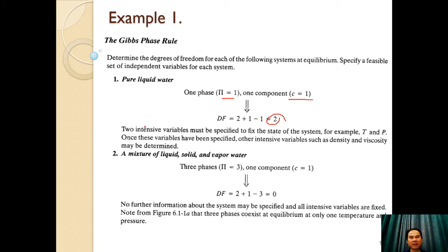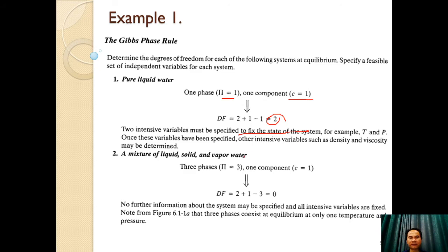That means two intensive variables must be specified to fix the state of the system. For example, you have to fix temperature and pressure. Or you can specify density or viscosity. For this case, if you would like to know some property, you only have to specify two properties. You specify temperature and pressure, and then you can calculate viscosity or density, for example.